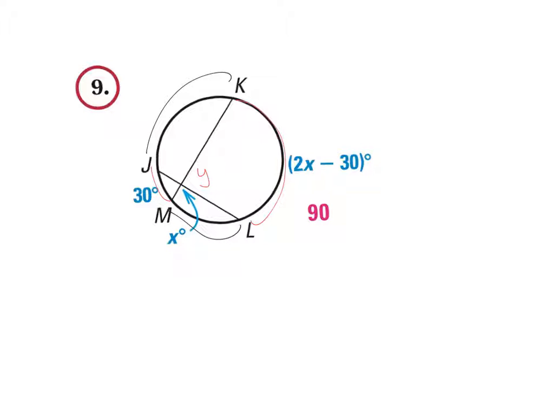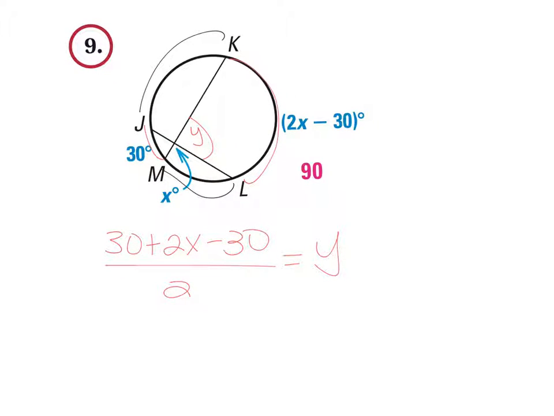So if I were to just give this a random name, I'm calling it angle Y, then 30 plus 2x minus 30 divided by 2 equals y. And then I would solve this equation. So 30 minus 30 cancels out. 2x over 2 equals y, and x equals y.